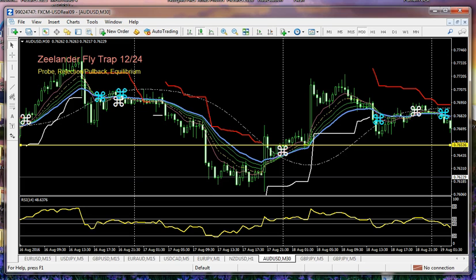Hi, Tom Wilmot here for the AUD/USD on the Zlander Flytrap Forex trading system, using a 12/24 moving average crossover signal with the chandelier in place here, the RSI and the T3 Tilson. Let's see how we do it.